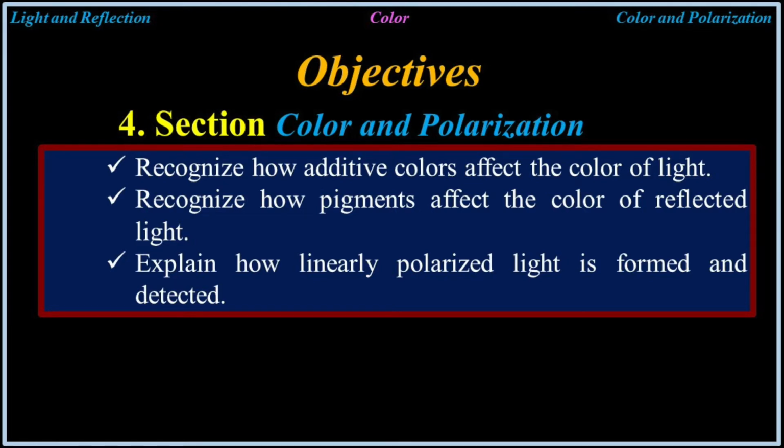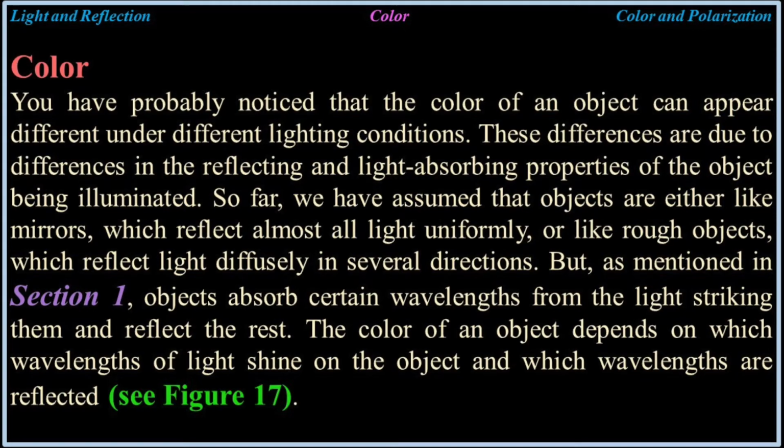Okay. Section 4, color and polarization. Recognize how additive colors affect the color of light. Recognize how pigments affect the color of reflected light, and explain how linearly polarized light is formed and detected. Color. You have probably noticed that the color of an object can appear different under different lighting conditions. These differences are due to differences in the reflecting and light absorbing properties of the object being illuminated.